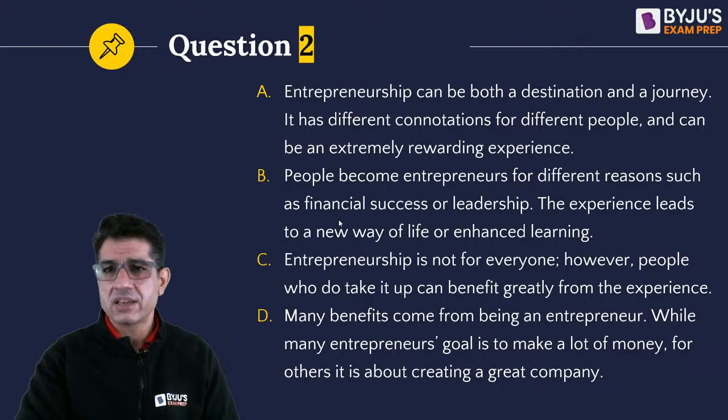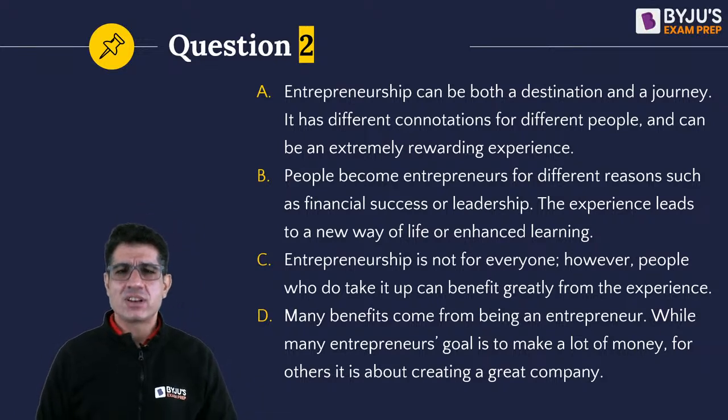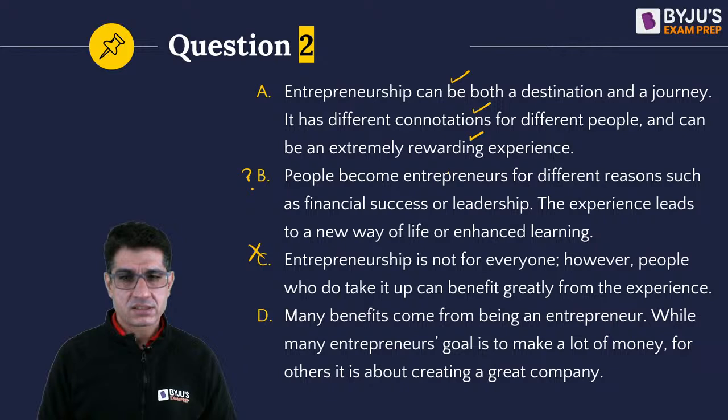How about C? Entrepreneurship is not for everyone. Hey, that's not even given in the passage. So that's alien. So that's an addition. So I definitely rule it out. So both of them appear dicey. C definitely so. Let's look at A. Entrepreneurship can be both a destination and a journey. Yup. Different connotations for different people. Yes. Can be an extremely rewarding experience. Yes.